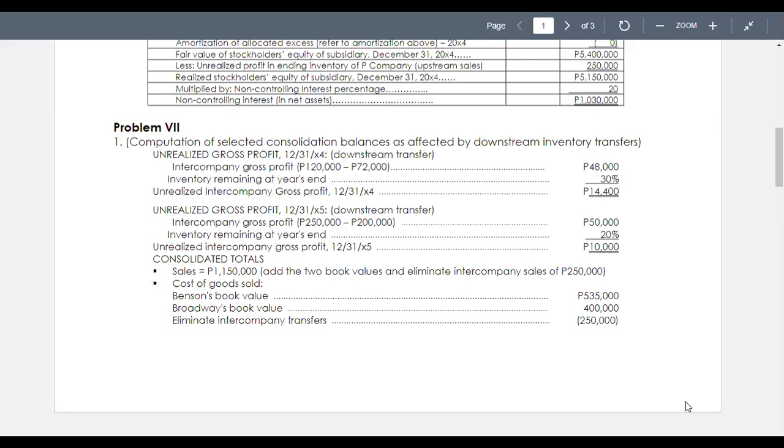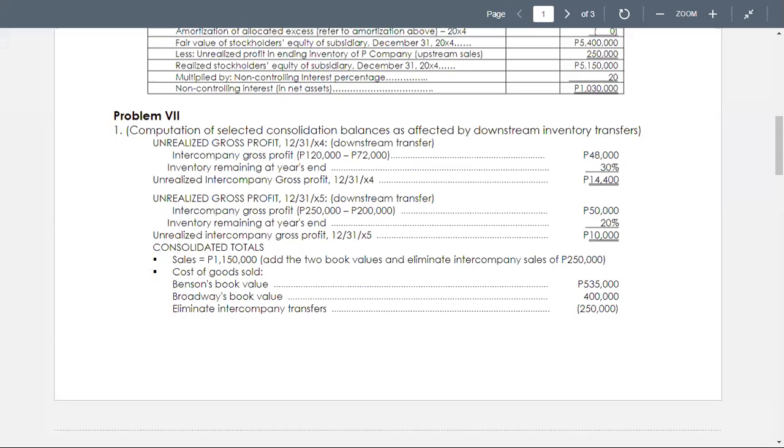Okay? Now let's go to problem 7. Straight problem 7. We have your downstream and upstream sales. So again, BB acquired 70% of BW on June 30, 2024. Based on BW's acquisition date fair value, an intangible of 300,000 was recognized and is being amortized at the rate of 10,000 per year. The 20x5 financial statements are as follows.